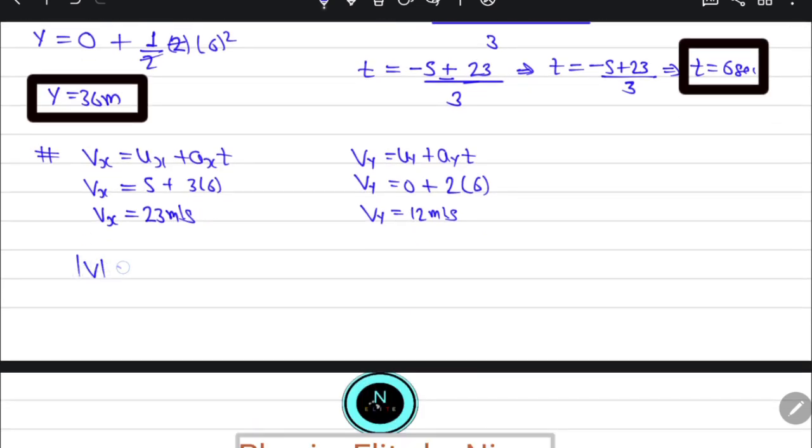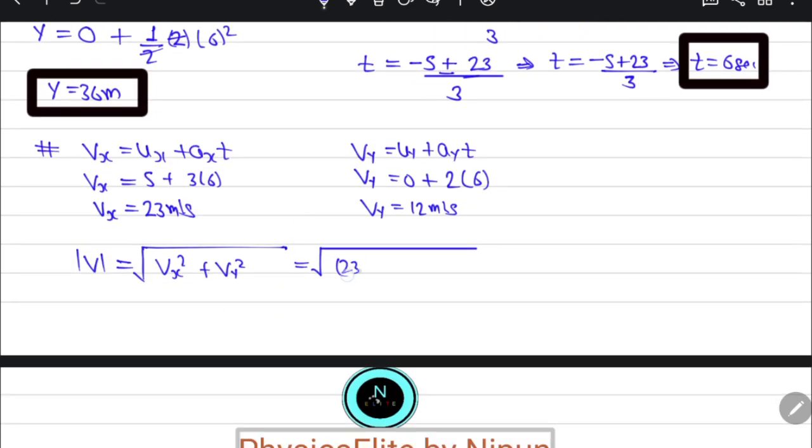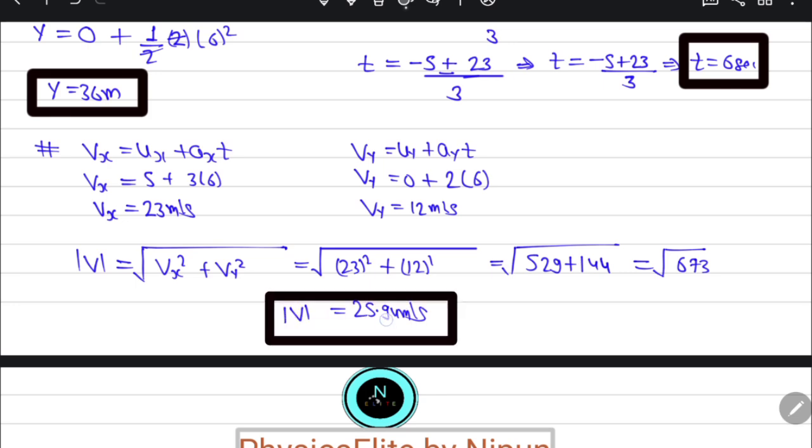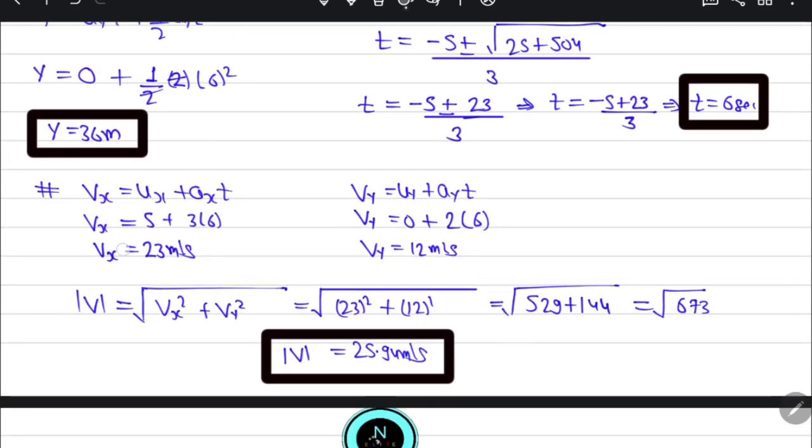So the speed you can find comes out to be the square root of vx square plus vy square. That is 23 square plus 12 square. You know 23 square is how much? 529, and 12 square is 144. And their square root, if you find, this comes out to be root 673. If I find the magnitude of it, this comes out to be 25.94 meter per second. Understand? So we have found parts A and B both easily.